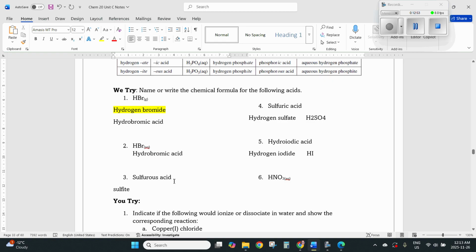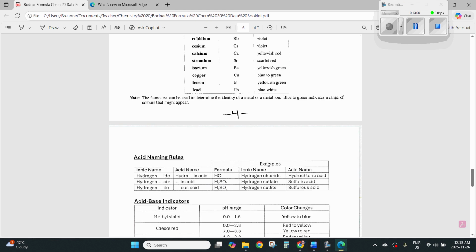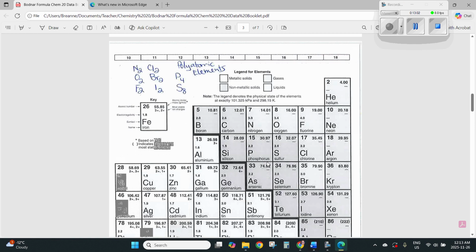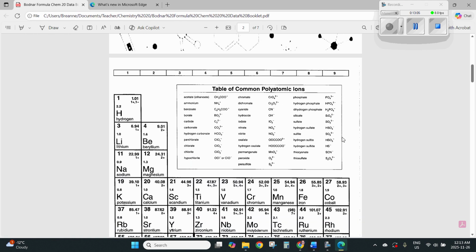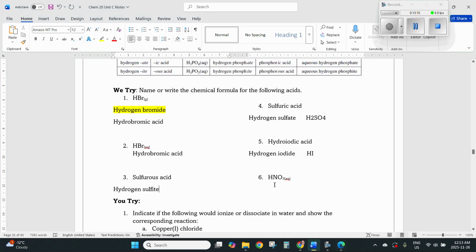Sulfite is a polyatomic ion, so you're going to add hydrogen to the beginning. Go back to your polyatomic table. This is not one we use very often. Usually it's sulfate that we work with. So sulfite is right here. Sulfite is SO3 -2. So if I have SO3 -2, then I need 2 hydrogens to balance that one out. So it's H2SO3. And again, lowercase 2 and lowercase 3.